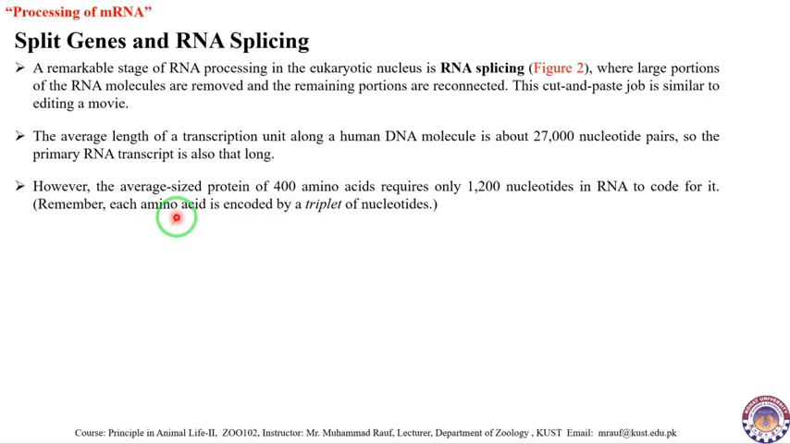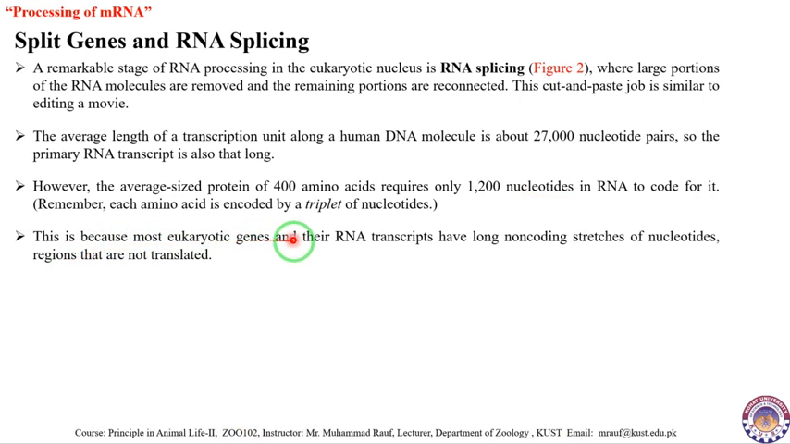But the average size of proteins is 400 amino acids. This is an average-sized protein transcribed by a gene. And you know that one amino acid is represented by three nucleotides. So 400 into 3 makes 1200. So it means that out of those 27,000 nucleotide pairs, only 1200 nucleotides encompasses the exons or the expressed regions. The rest of the nucleotides are the introns or the intervening sequences that need to be removed from the messenger RNA before translation.